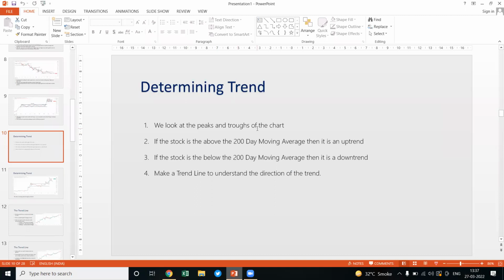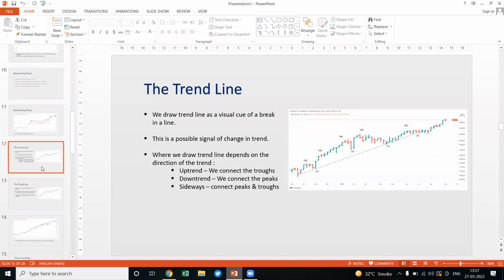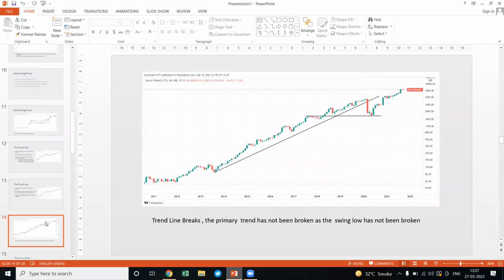So either you can look for a series of higher highs and higher lows, or if you are a very basic person, if you don't have any knowledge of technical analysis, go to the daily chart and just plot the 200-day moving average. If the stock is above the 200-day moving average, then we say that the stock is in an uptrend. If the stock is below the 200-day moving average, then it is said to be in a downtrend. So in a very short manner, I have tried to explain what a trend is.